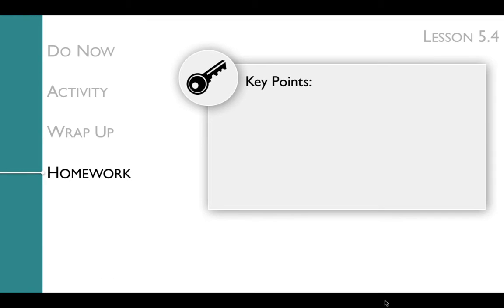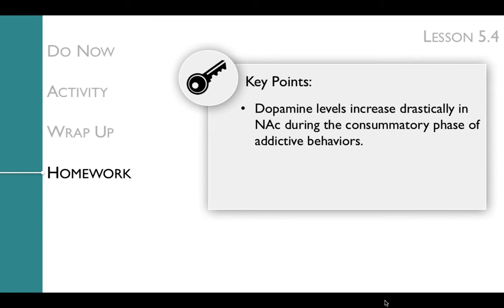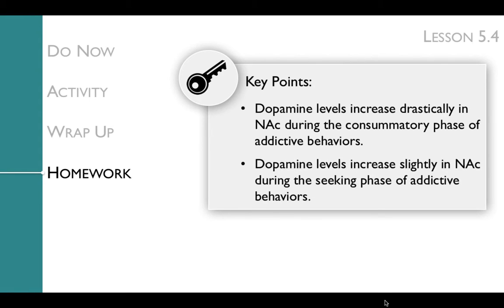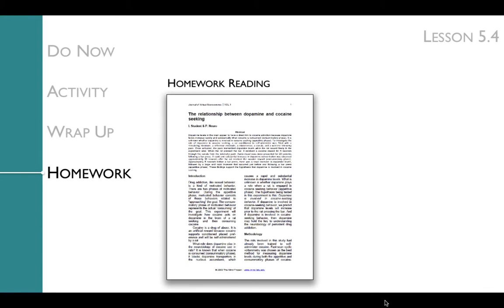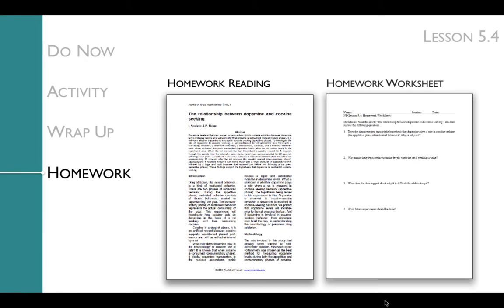The key points of the homework are that dopamine levels increase drastically in the nucleus accumbens during the consummatory phase of addictive behaviors, and that dopamine levels increase slightly in the nucleus accumbens during the seeking phase of addictive behaviors. We'll get to these key points with a homework reading and worksheet. For homework, students will review the experiment by reading an article written with the experimental data and completing a worksheet that has them analyze that data.